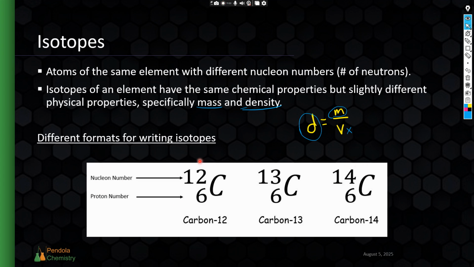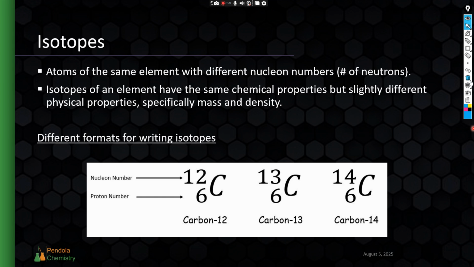If you ever forget which one's which, always remember the mass number is always bigger than the proton number because you always have at least one neutron. The only time that this is not the case is with hydrogen-1, which is the only isotope that does not have any neutrons. But other than that, the mass number will always be bigger than the atomic number, and the mass number always goes on top. The bigger number on top, the smaller number on the bottom.